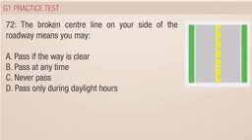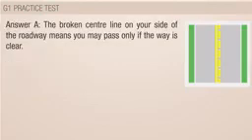Question 72. The broken center line on your side of the roadway means you may A. Pass if the way is clear. B. Pass at any time. C. Never pass. D. Pass only during daylight hours. Answer A. The broken center line on your side of the roadway means you may pass only if the way is clear.